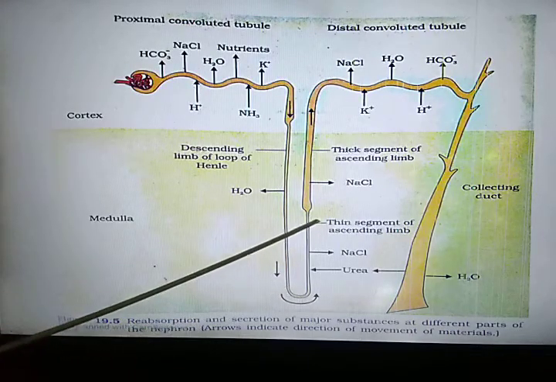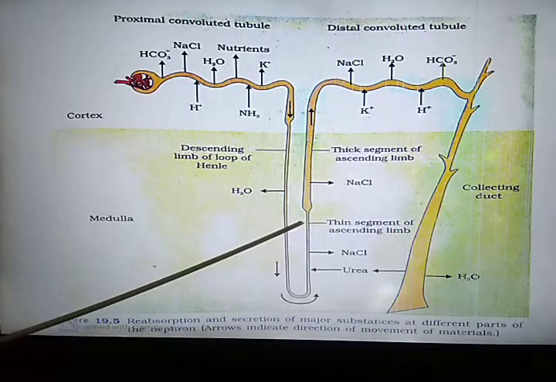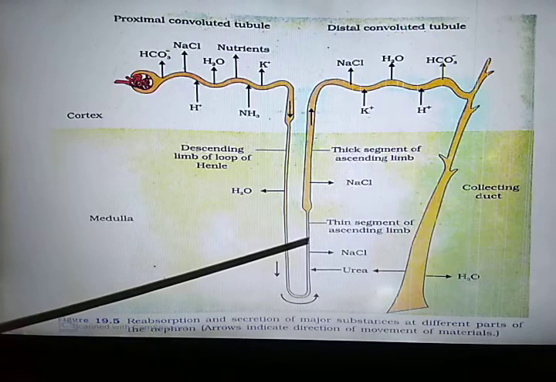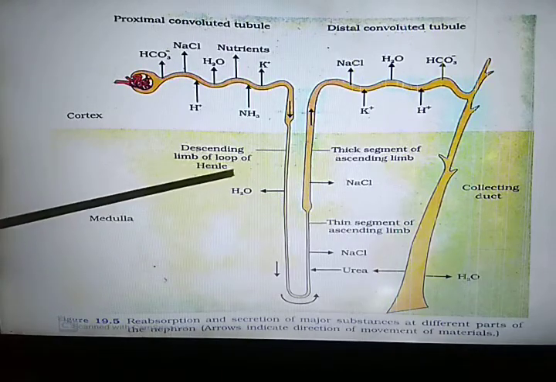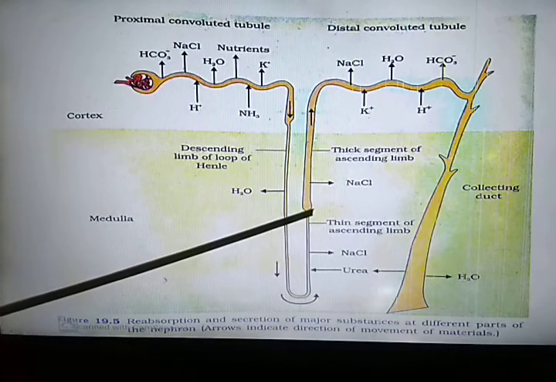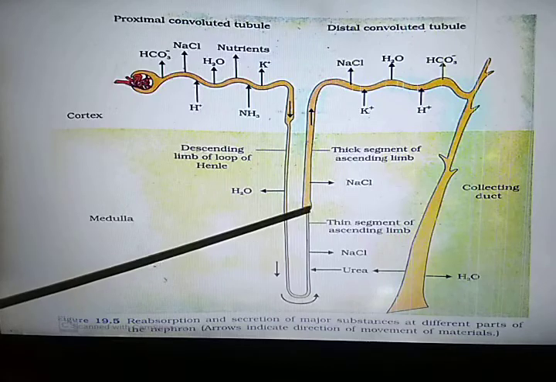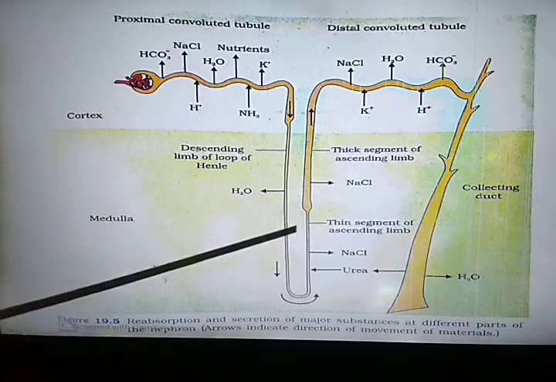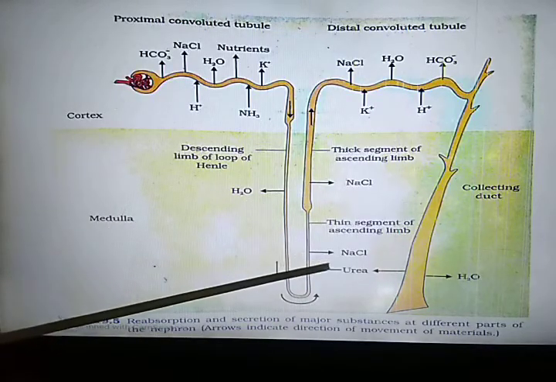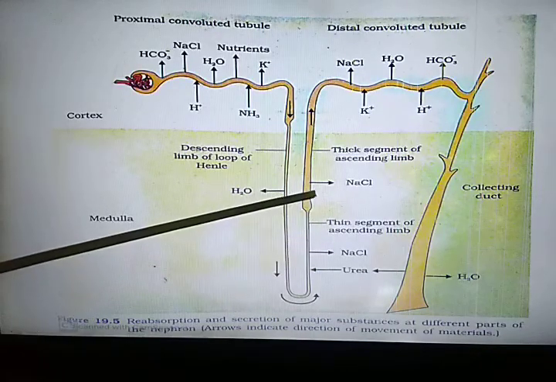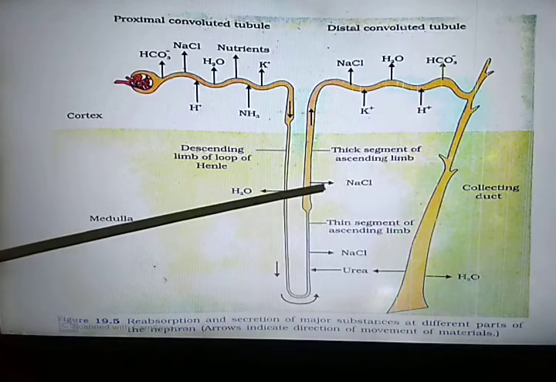Next part is the thin and thick ascending limb. The ascending limb, its function is the reverse of the descending limb. The ascending limb is impermeable to water, whereas permeable to electrolytes, due to which movement of electrolytes takes place by active or passive transport. You can see here electrolytes are moving outward. It means reabsorption of electrolytes takes place by the blood.